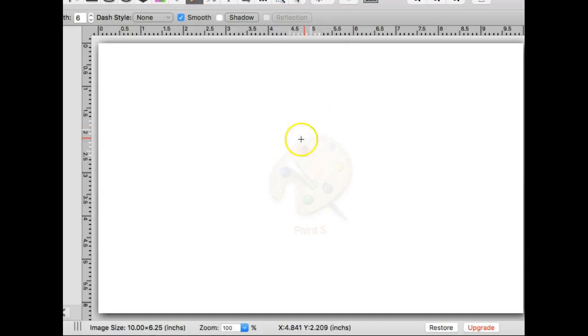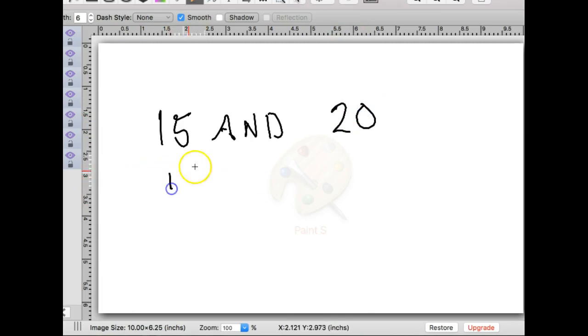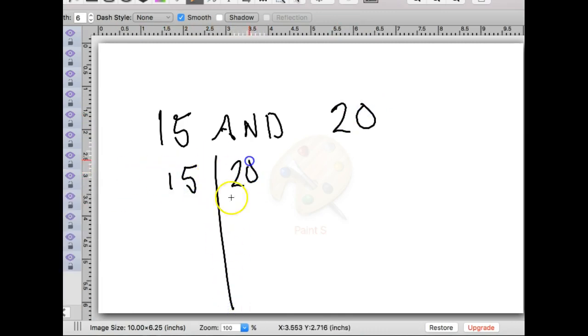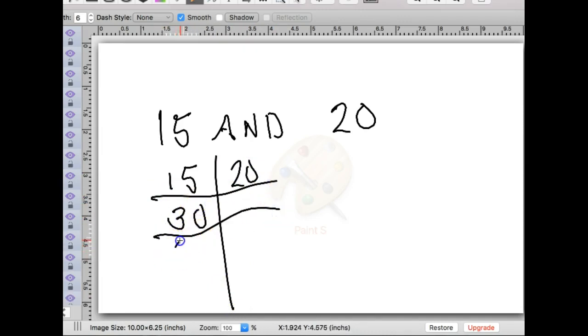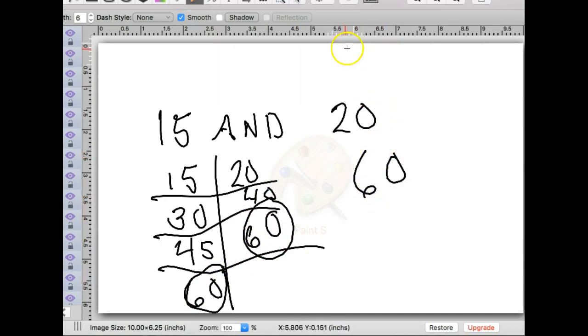All right, let's try the least common multiple of 15 and 20. Again you're going to use a T-chart. 15, 30, 45, 60. 20, 40, 60. 60 is the first time it shows up in both columns. The least common multiple is 60.